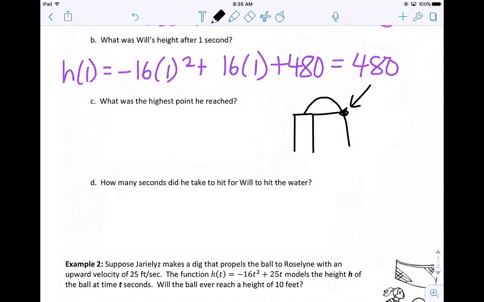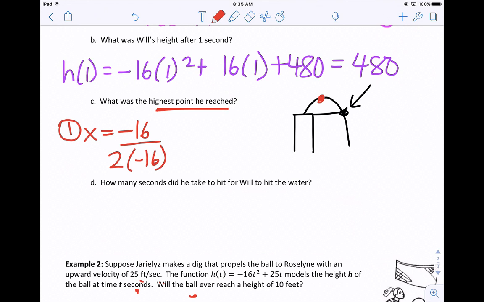What is the highest point that he reached? So the highest point would be the vertex, so it'd be before 1 second. So 2 steps. The first step would be opposite b over 2a. So opposite 16 over 2 times negative 16. And that would be at 1 second. Oh, actually, no, it's not 1 second. I'm sorry. It's half a second, because we have negative 16 over negative 32, so that's half a second.